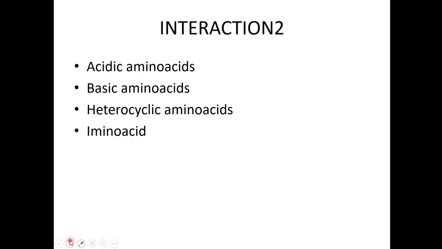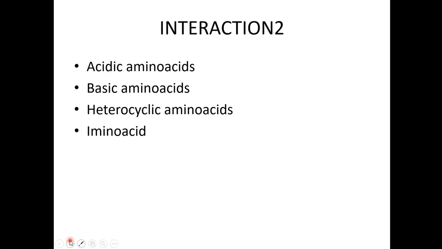Okay, that is our interaction session 2, starting with acidic amino acid. What is meant by acidic amino acid? Amino acid contains two functional groups. Which are the two functional groups? Amino group and carboxyl group. When an amino acid contains one amino group and one carboxyl group, it is known as neutral amino acid. When an amino acid contains two carboxyl groups and one amino group, it is known as acidic amino acid. So which are the acidic amino acids? Name them. It is glutamic acid and aspartic acid.